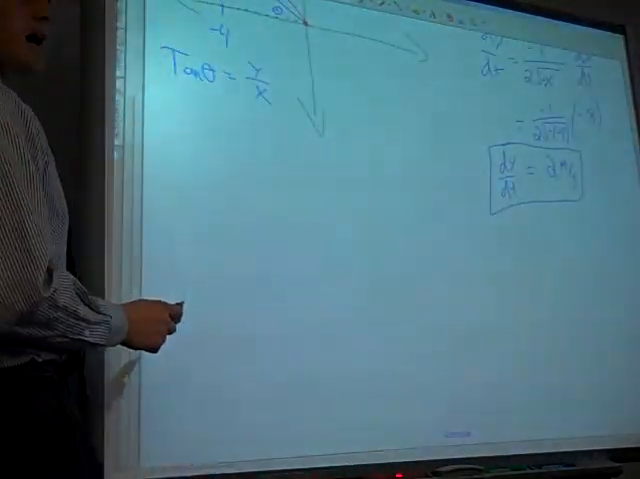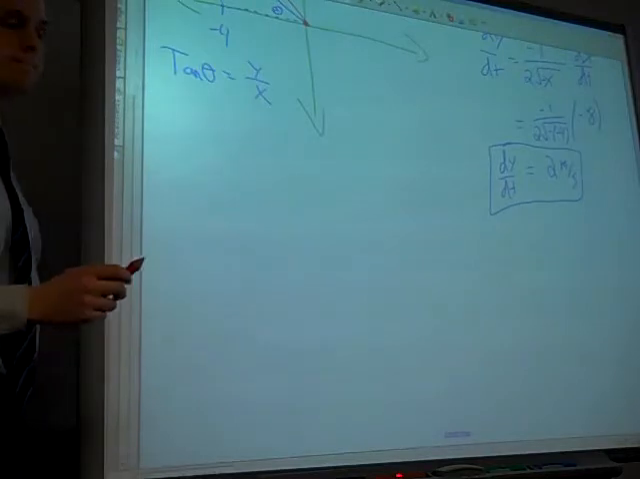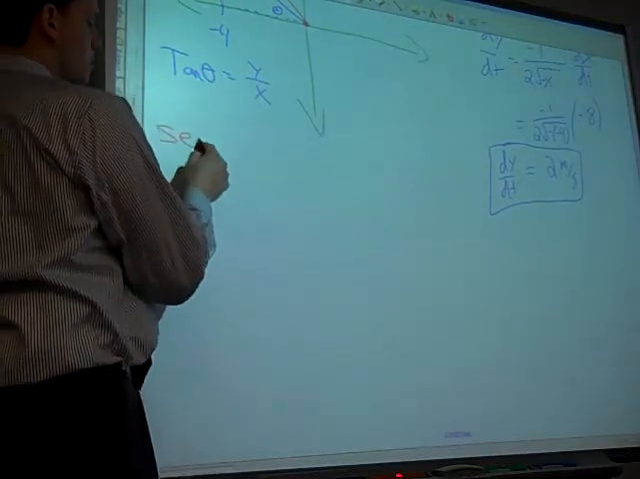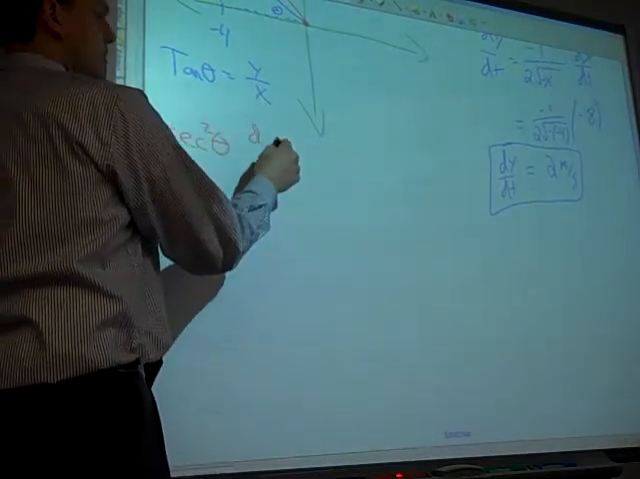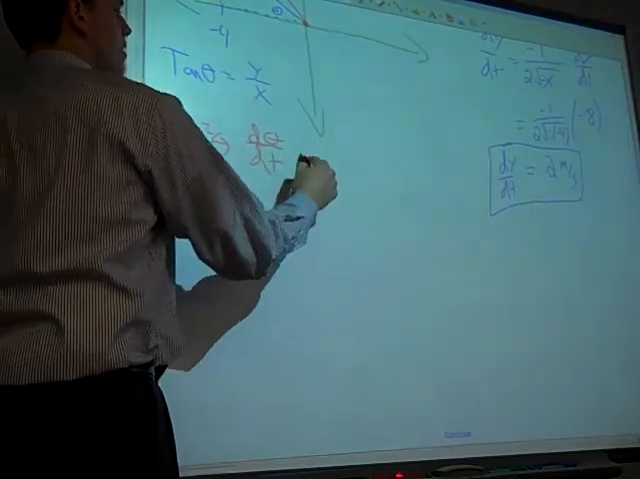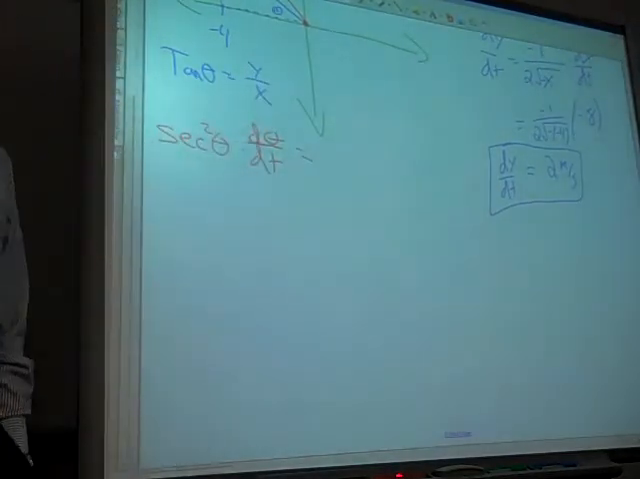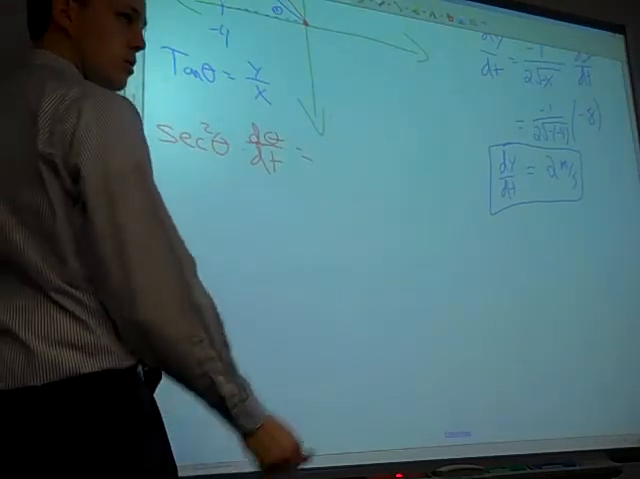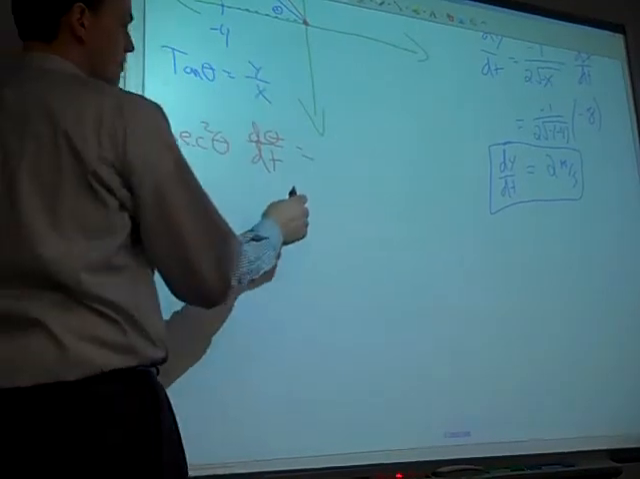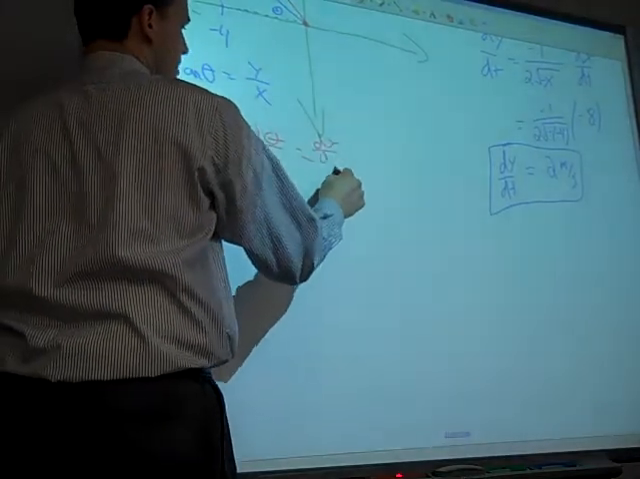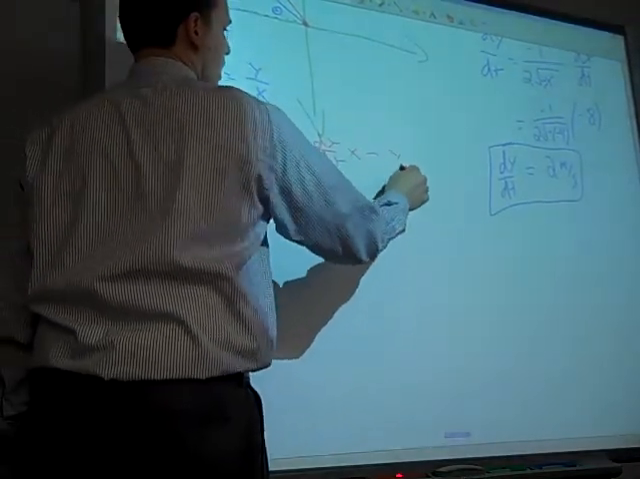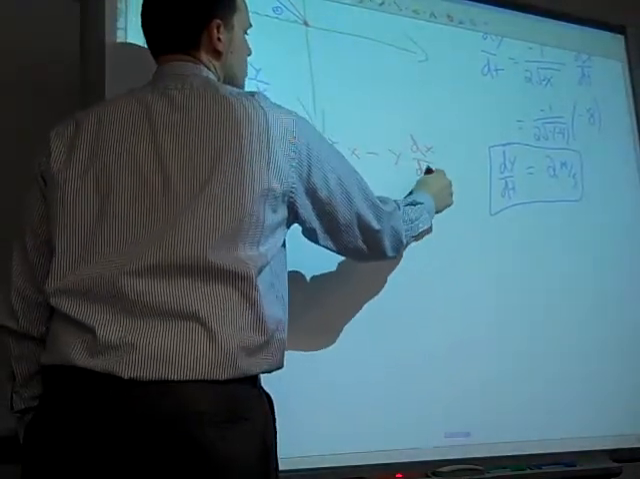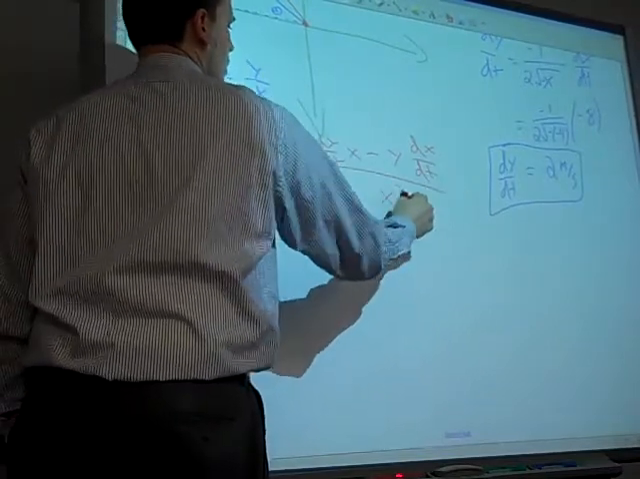So now we can take the derivative with respect to time. The derivative of tangent is what? Secant squared theta times dθ/dt. The derivative of y over x, which rule do we have to use? Quotient rule. So it's dy/dt times x minus y times dx/dt, all over x squared.